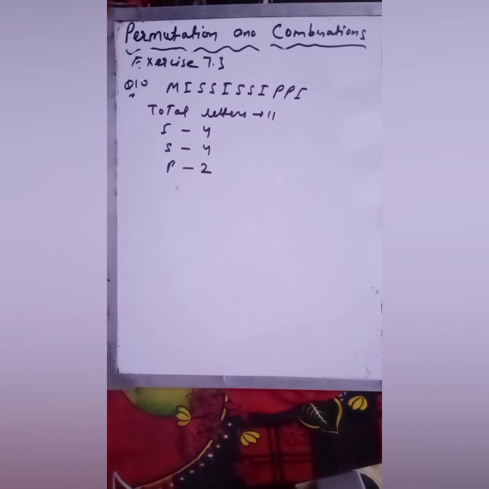Now see children, this is question number 10. In question number 10, in how many of the distinct permutations of the letters in MISSISSIPPI do the 4 I's not come together?